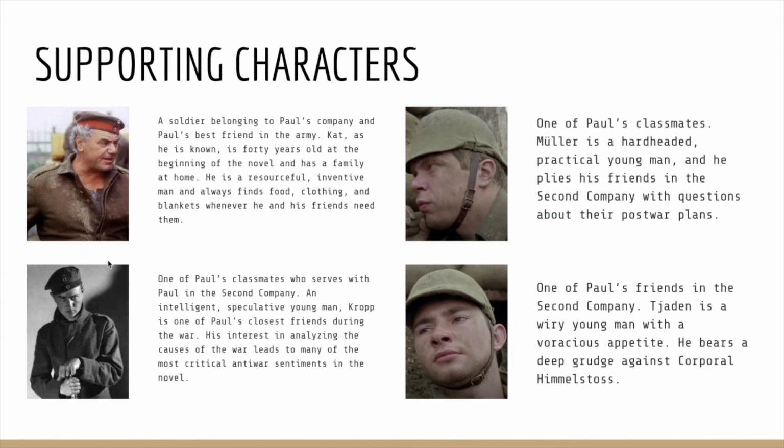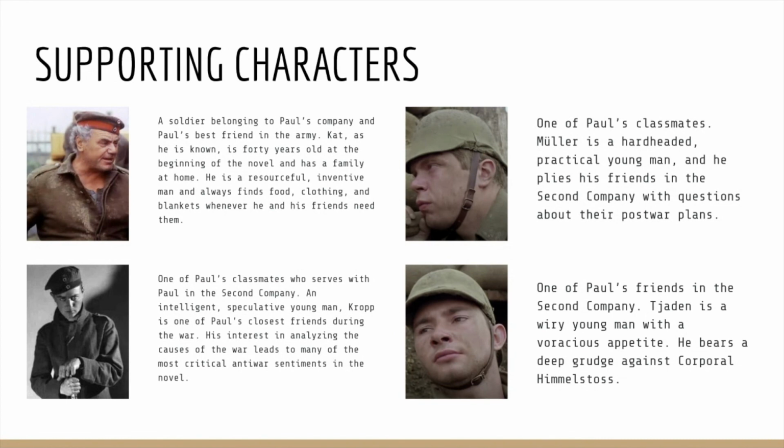Next one in the bottom left is Albert Kropp. He is one of Paul's classmates who serves with Paul in the second company. The second company is the branch of the army that they're fighting with, their company, their regiment. Albert Kropp is an intelligent, speculative young man. Kropp is one of Paul's closest friends during the war. His interest is analyzing the causes of the war. That leads to many of the most critical anti-war sentiments in the novel. He has a very, very different viewpoint of war. And you're going to see that throughout the book.